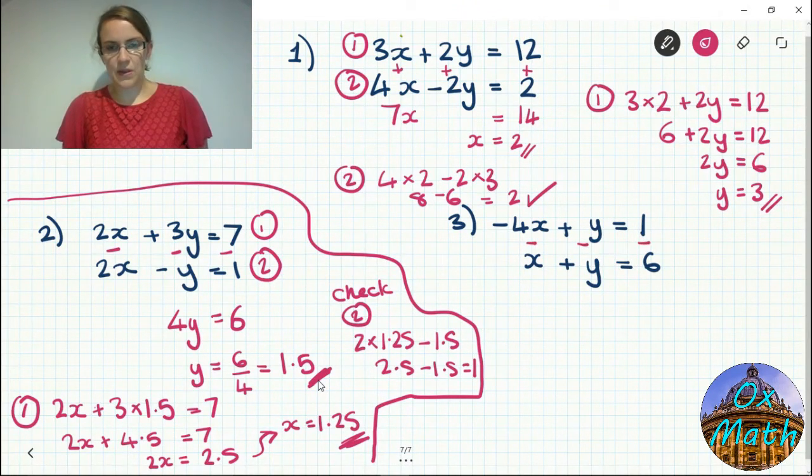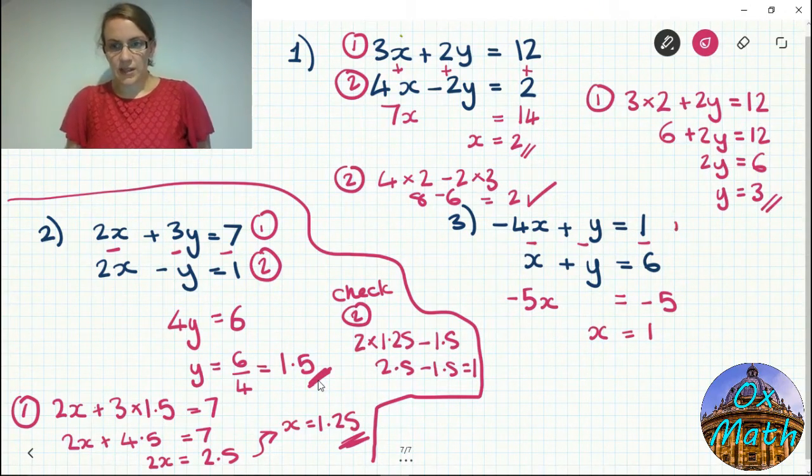the equations. So minus 4x is where we start. Take away x, so go down one more, gets us to minus 5x. Y take away y cancels out. 1 minus 6 gets us down to minus 5. So minus 5x equals minus 5, x is 1.